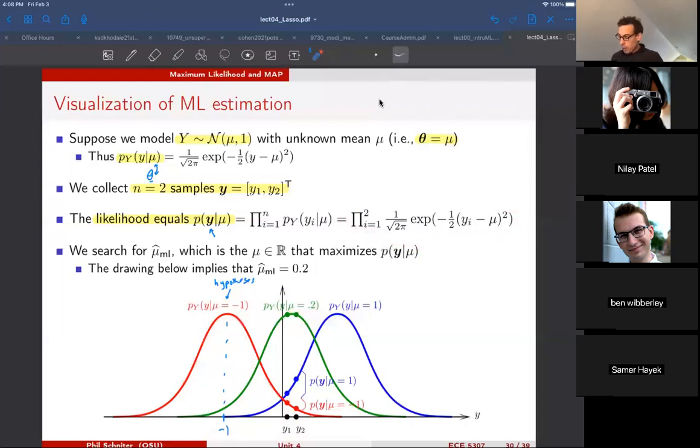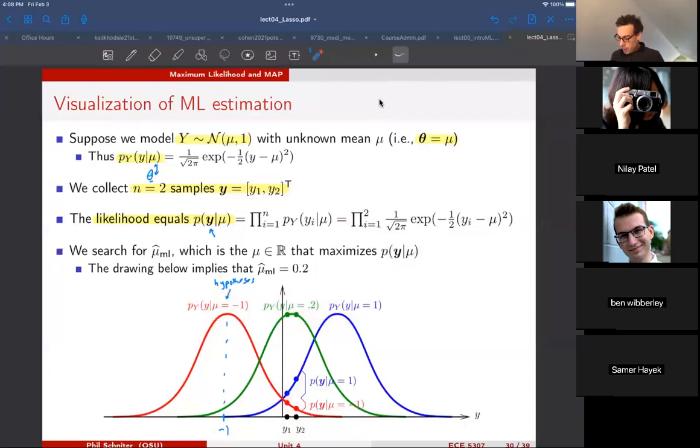What about the value of the likelihood for the hypothesis mu equals one? Well, these are the two corresponding values. Now I multiply those two numbers together and I get some other number. So between blue and red, which one is more likely? Blue, exactly. Blue is more likely because the product of the blue dots is larger than the product of the red dots.